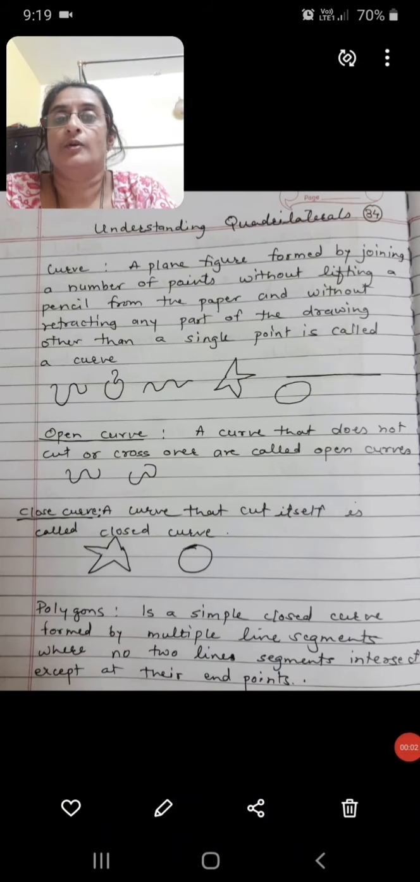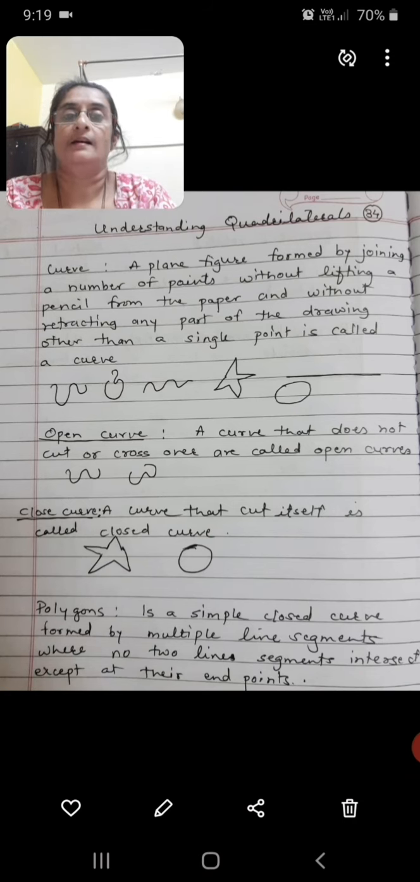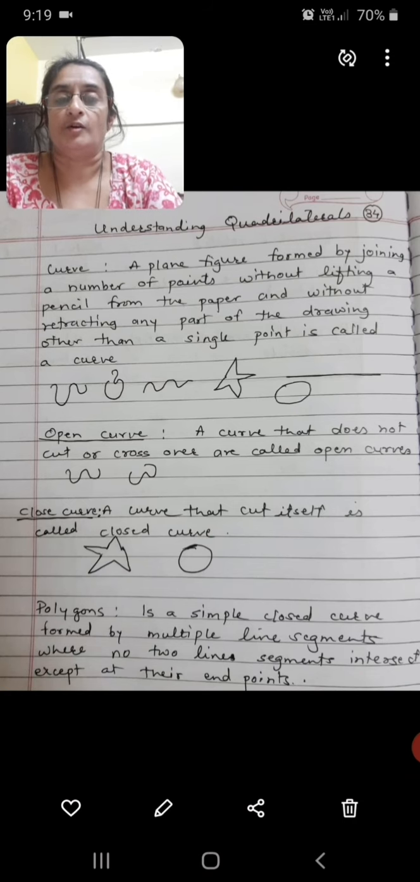Hello children, today we are going to start with the new lesson, that is understanding quadrilaterals. A quadrilateral is a polygon because it is made up of line segments, and every polygon is a curve. So let us learn what is a curve, and then polygon, and then quadrilateral.